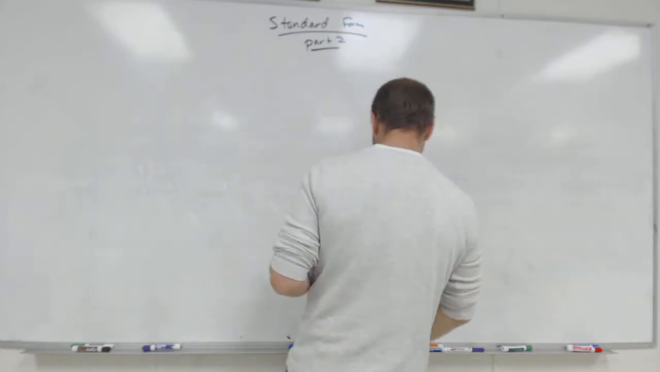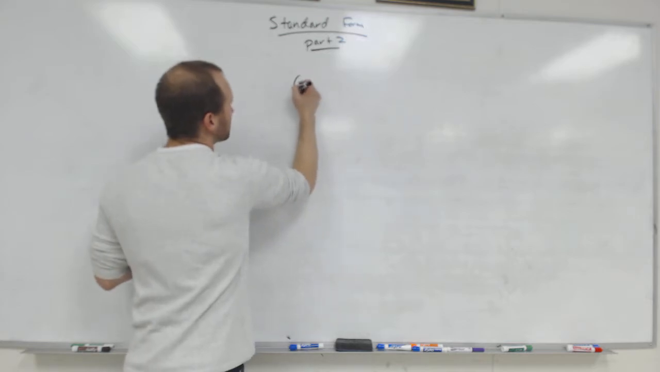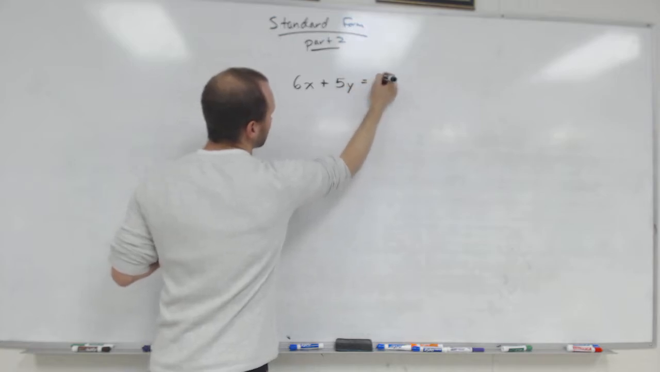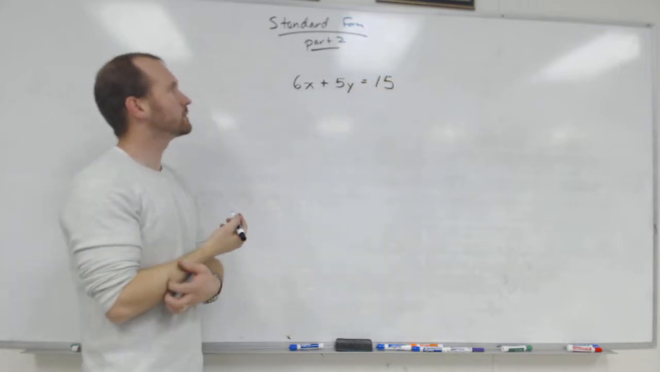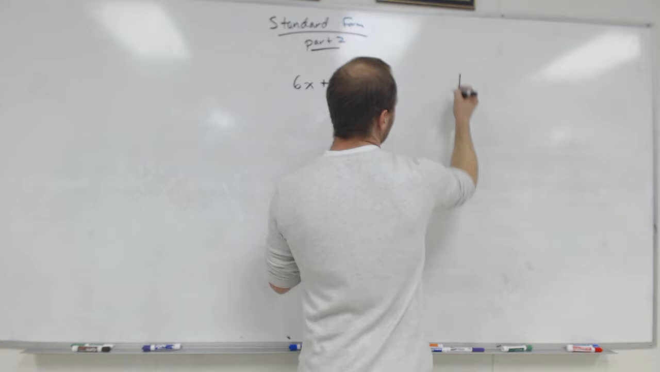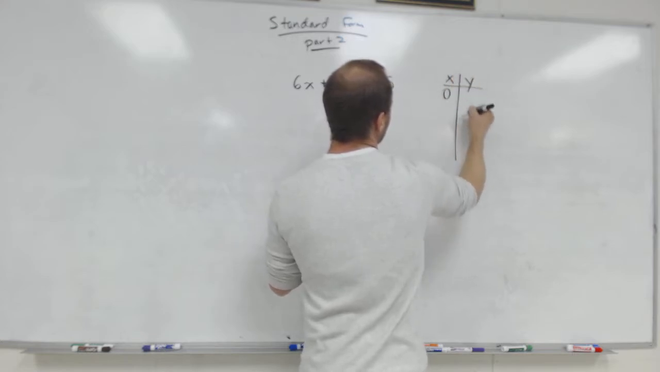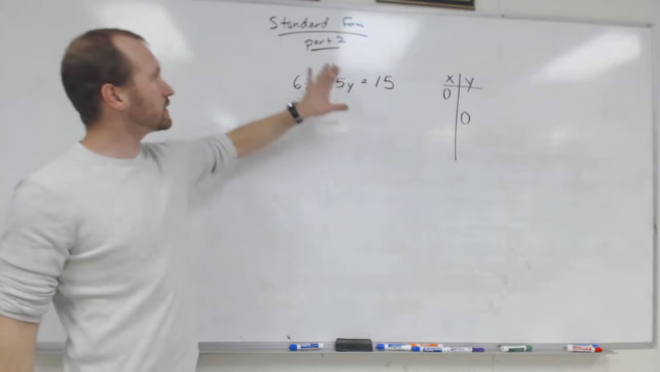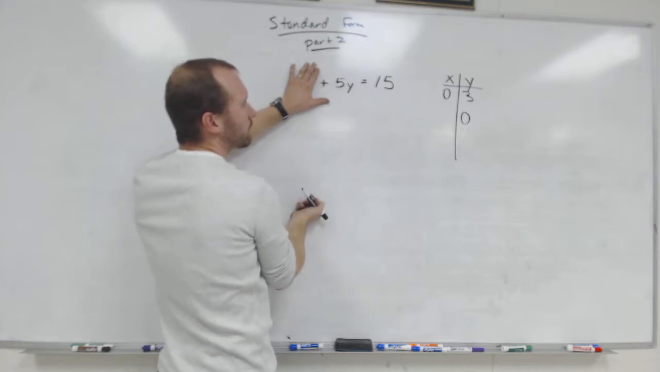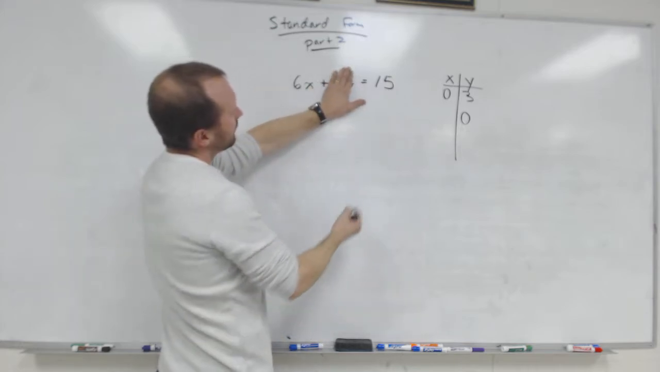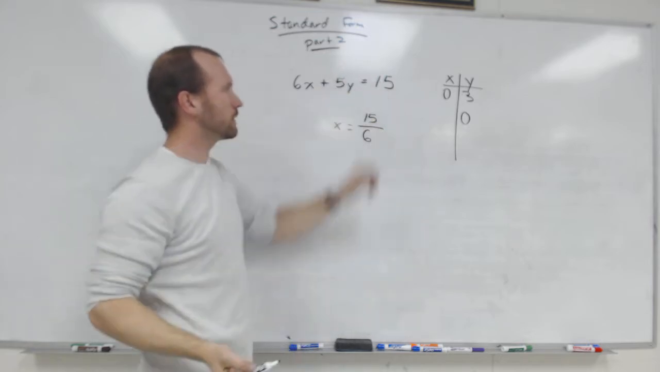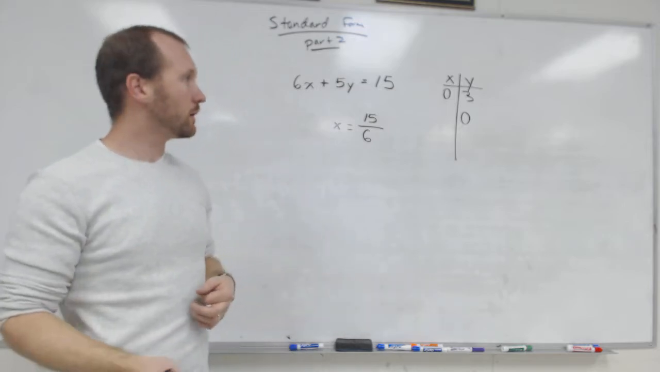So what if we had something like 6x plus 5y equals 15? Same procedure. We're going to do the same thing that we did before. X and y make 1 0. X is 0. Y is 3, 15 divided by 5. What if y is 0? X would be 15 divided by 6. It would be 2 and 3 sixths. Okay, 2.5.